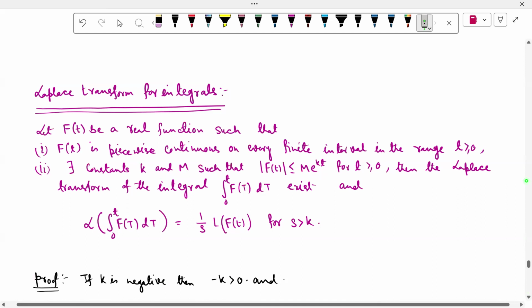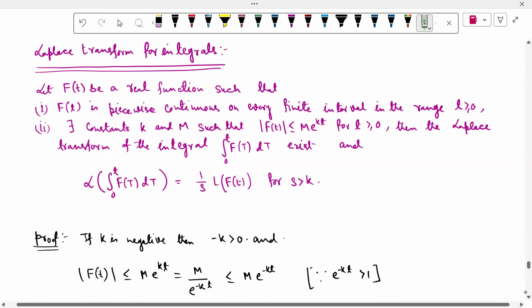Then the Laplace transform of this integral will exist, and it is given by the formula: the Laplace transform of the integral from 0 to t of f(t) dt equals 1 by s times L of f(t). So this is the working rule or formula. You need to remember this formula, mainly for BTech students. And now I'm going to prove it.